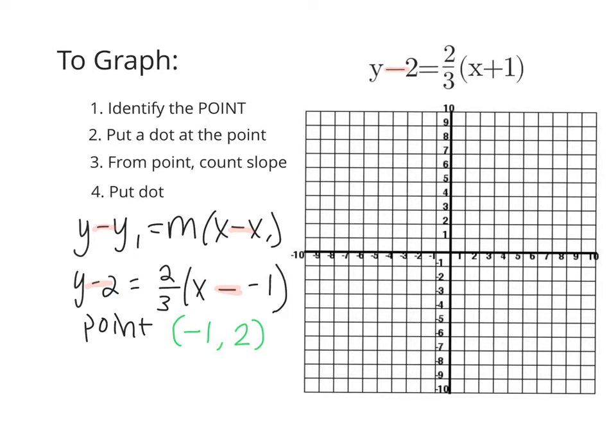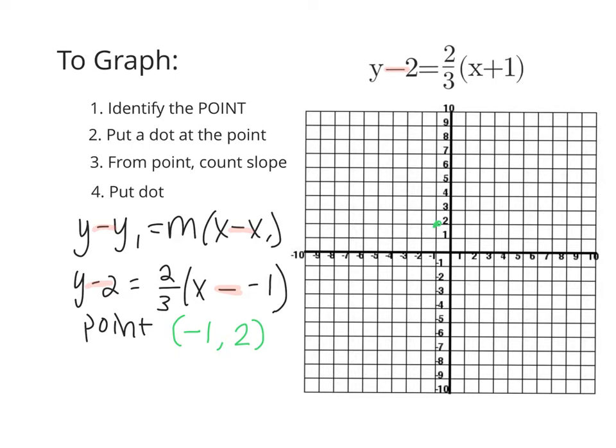Now I'm going to find that on my graph. -1, +2 on my graph, and I'm going to put a dot. So there's -1, +2. Okay, you see it on my graph. I've put it on my graph right here. So -1 on the x, +2 on the y.